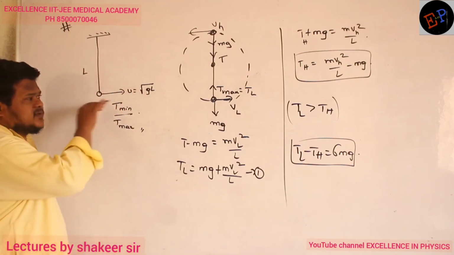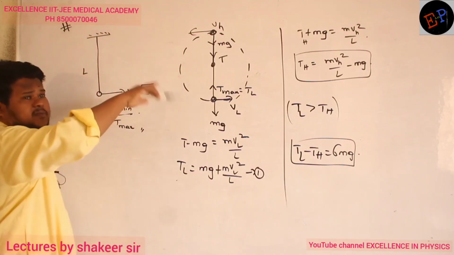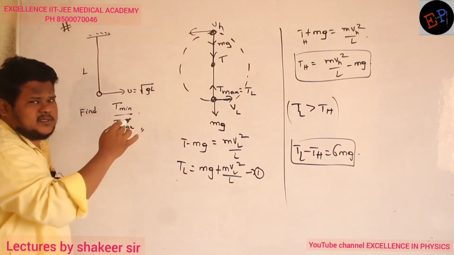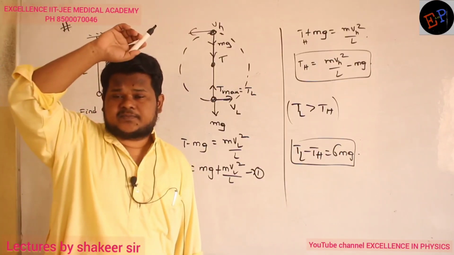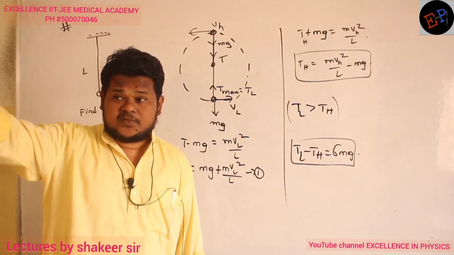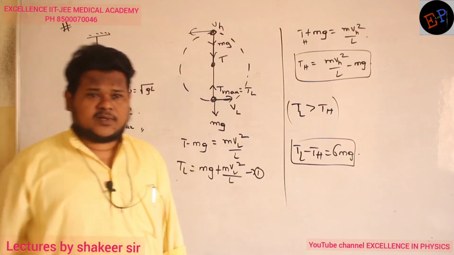Because only if I give a velocity of root 5gl, then only it can complete a circular path. But we are giving how much velocity? Only root gl. So definitely the body cannot move to maximum height. It will move only to a particular position. That position you first find out, then you calculate the tension.